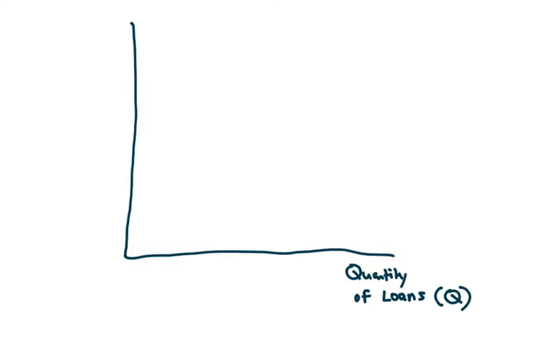Now for price, we need to know what is the price of a loan. And if you've already guessed that's the interest rate, you're correct. Except we need to be a little more specific than just saying interest rate. What we want to say here is this is the real interest rate. Now, why is it the real interest rate over the nominal interest rate?